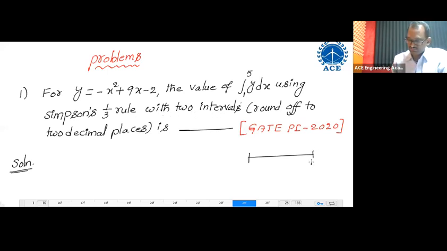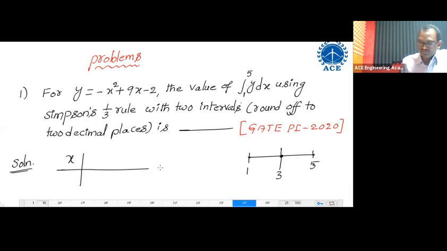This is 1, this is 5. If you want 2 equal subintervals, split exactly at the middle. The exact middle point is 3, since 1 plus 5 is 6, and 6 by 2 is 3. So the x values are 1, 3, 5.